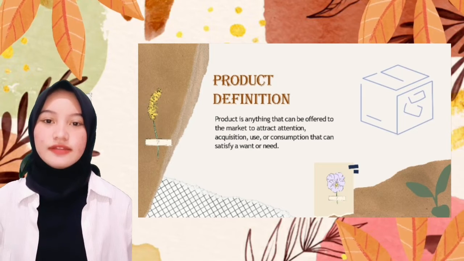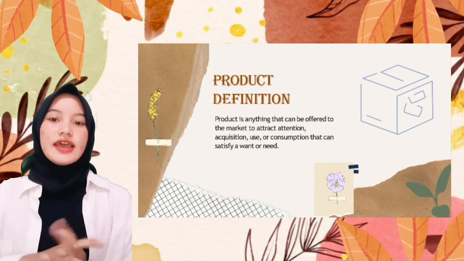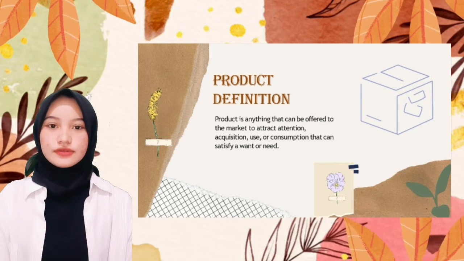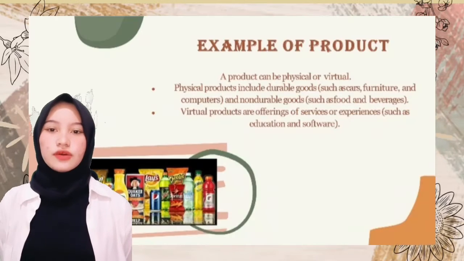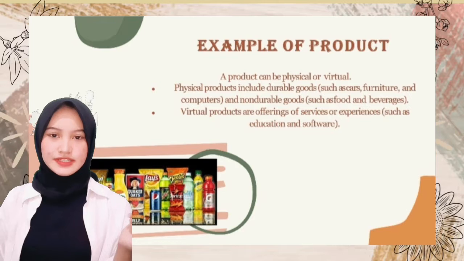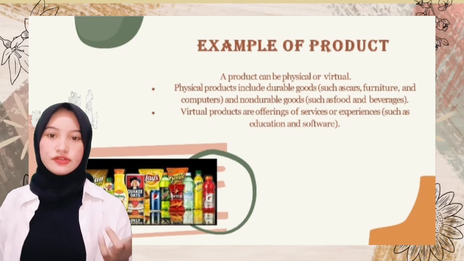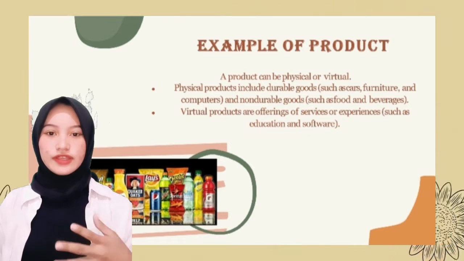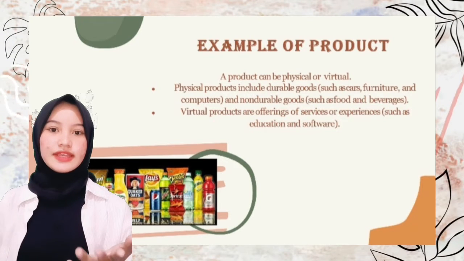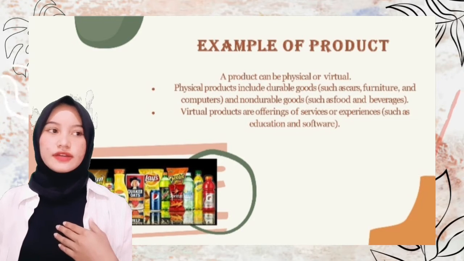In marketing, product is anything that can be offered to market and can satisfy a want or need. At the retail level, products are often referred to as merchandise. So, if you are confused about product, I will give you an example. A product can be physical or virtual. Physical products include durable goods such as cars, furniture, and computers, and non-durable goods like food and beverage. Virtual products are offerings of service or experiences such as education or software, etc.